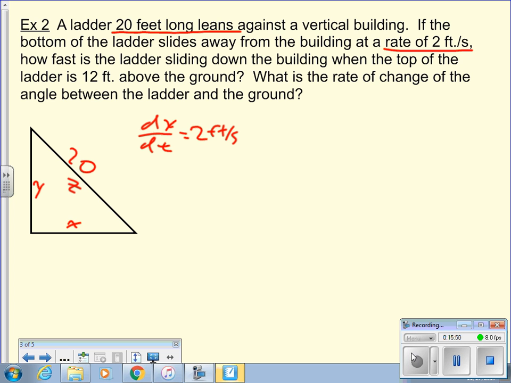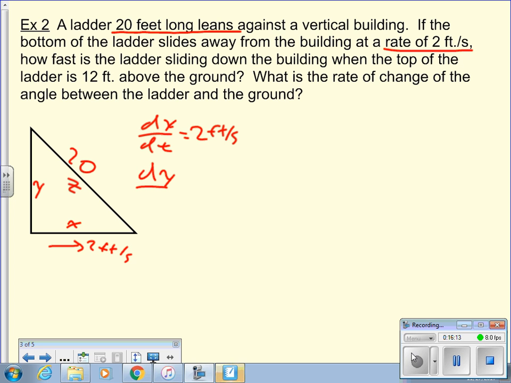Positive. Depends upon your perspective, but in this case, it's going this way at 2 feet per second. So it's moving in a positive direction. Okay. How fast is the ladder sliding down the building? Sliding down the building, that would be dy/dt.